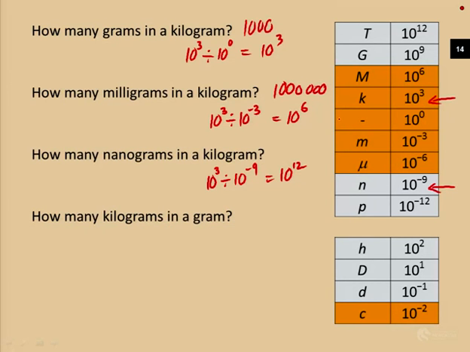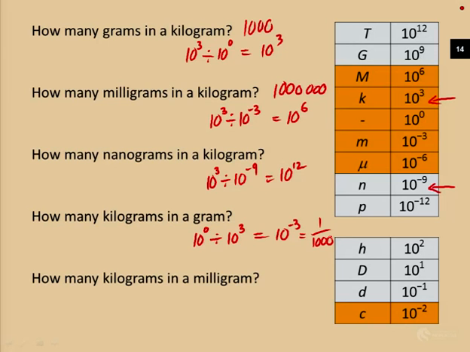A gram is this one here. No prefix. A gram is 10 to the 0. Divided by kilograms is 10 to the 3. What's my answer? 10 to the what? It's that number minus that number. 0 minus 3? Yeah, it's 10 to the -3, which is the same as 1 over 10 to the 3. There's a 1,000th of a kilogram in a gram. There it is. It's exactly that. A 1,000th of a kilogram is a gram.